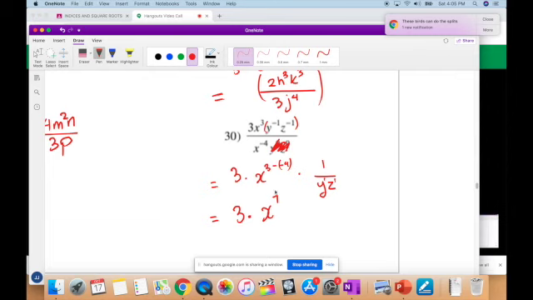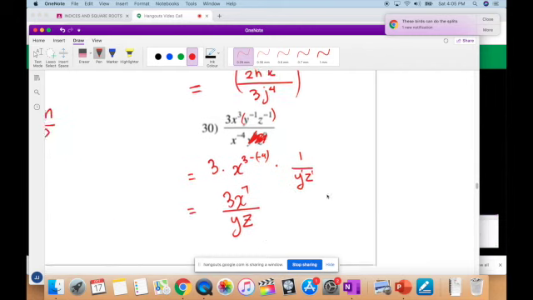Right? So you see how this is a positive here? That means it'll stay in the numerator. If it had turned out to be a negative, then I would have put it in the denominator to make it positive. But because it ended up being a positive, it'll stay in the numerator. So that means that the answer is 3x to the 7 all over yz. You all got that?